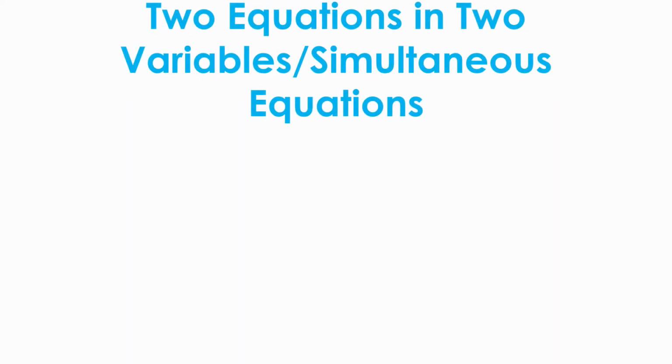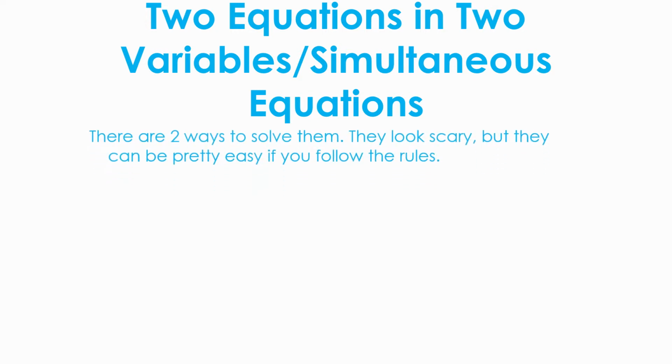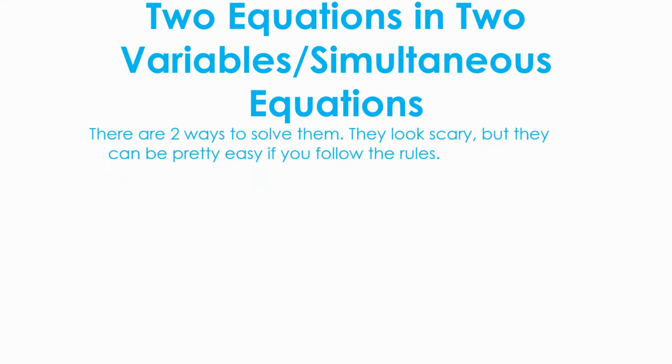Now we're ready for some heavy lifting. Two equations in two variables. These are called simultaneous equations, and there are two ways to solve them. And, listen up because this is very important, many word problems can be expressed in terms of simultaneous equations. So it's a really good idea to know how to handle them. They look scary at first, but if you just follow the rules, they're really pretty easy to deal with.